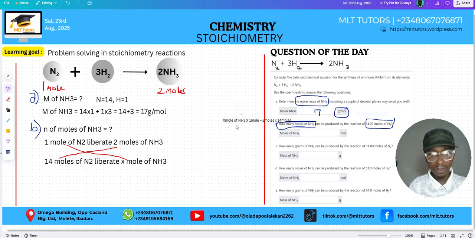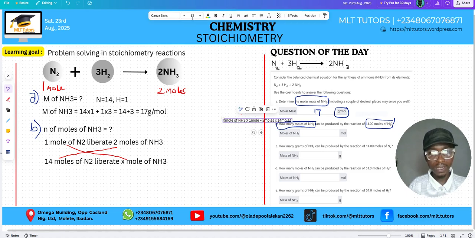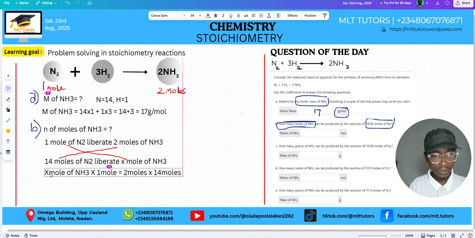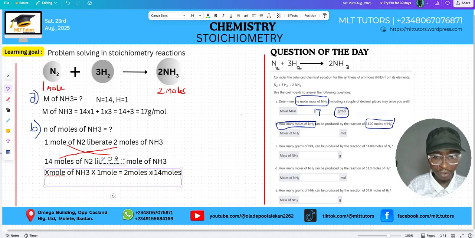Okay, so let's enlarge that a little bit more. That's okay. So let's bring that here. So we have x mole. So then we cross multiply that. We cross multiply x mole of ammonia by 1 mole of nitrogen, and that equals 2 moles of ammonia by 14 moles of nitrogen. Okay, that's good. Then that implies that 1 mole multiplied by x mole will still give us x.